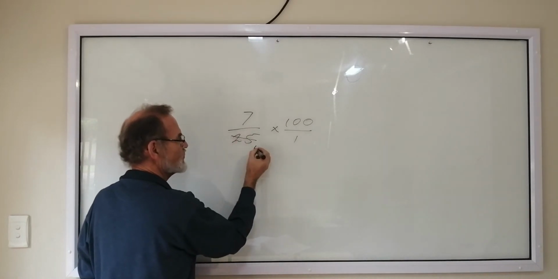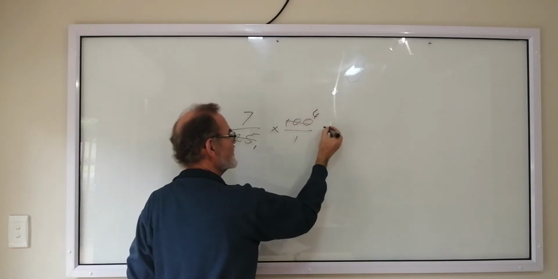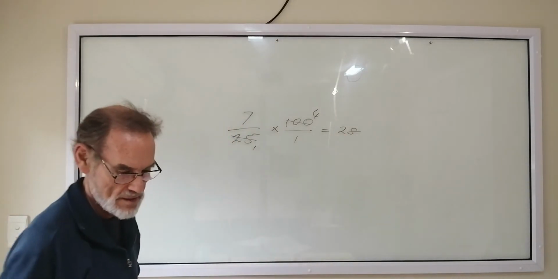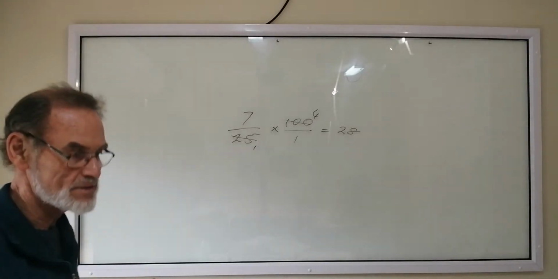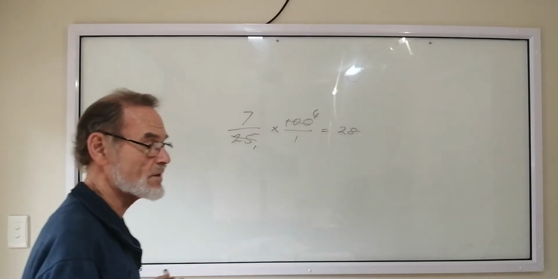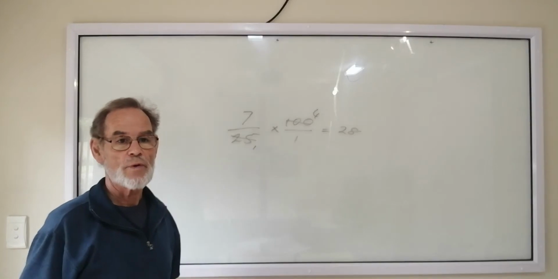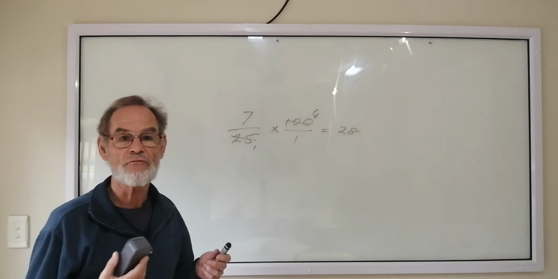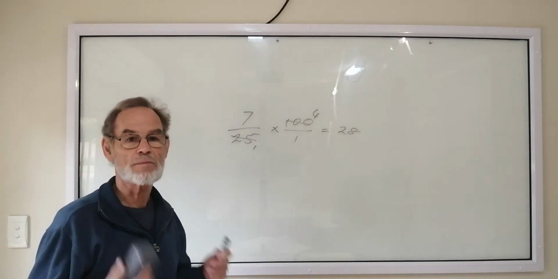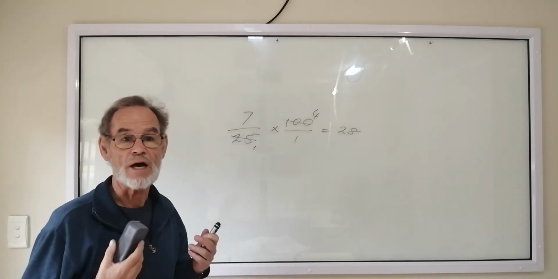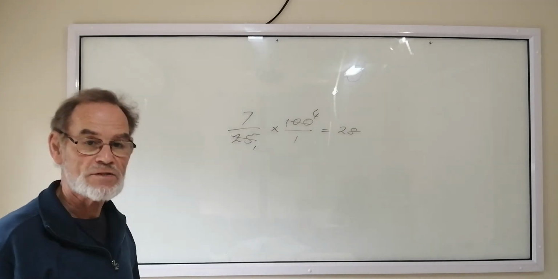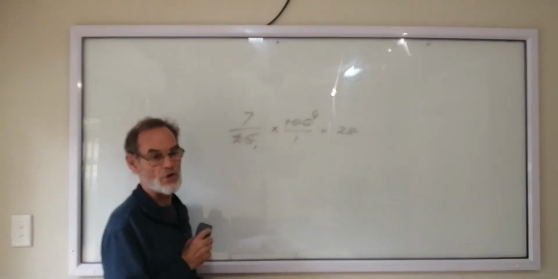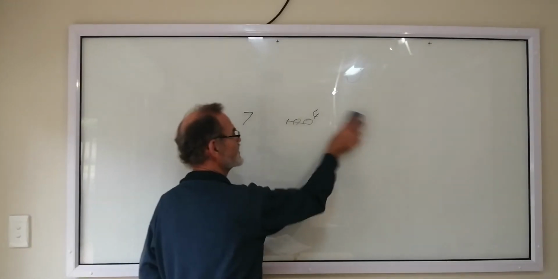25 goes into 25 once, 25 goes into 100 4 times. 7 times 4 is 28. Just to remind you again, the reason why we don't use our calculators here is because we want to learn to manipulate fractions. If you can manipulate fractions, you won't have any trouble manipulating fractions in algebra. But your calculator is not going to help you in algebra because there are no numbers. Well, I wouldn't say there are no numbers, but there are a lot of variables.